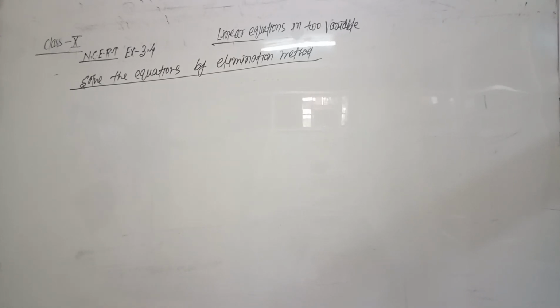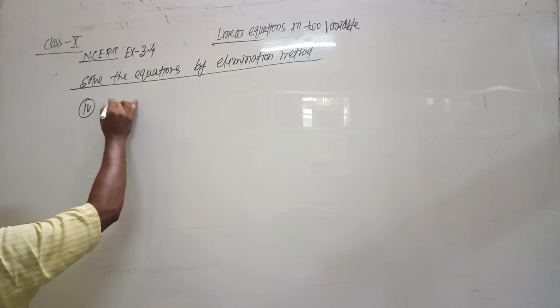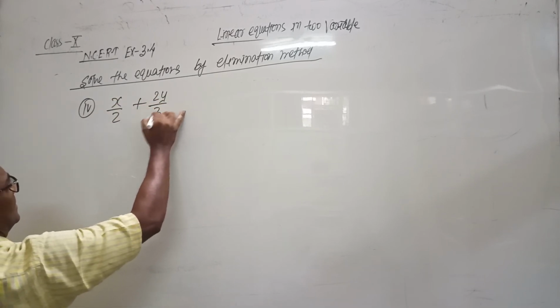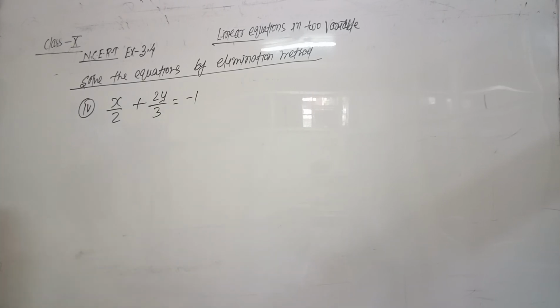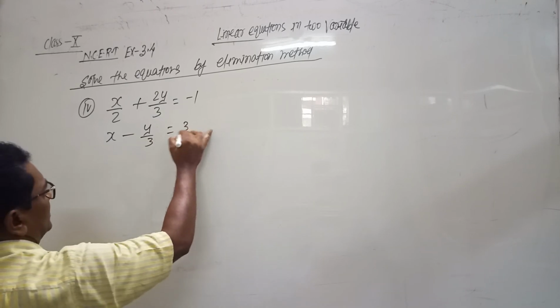See question number 4. x by 2 plus 2y by 3 equals to minus 1, and x minus y by 3 equals to 3.